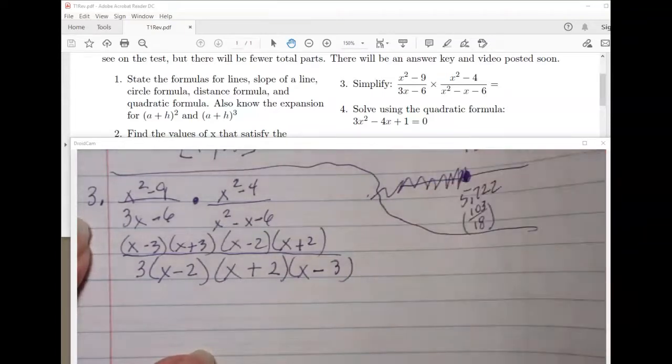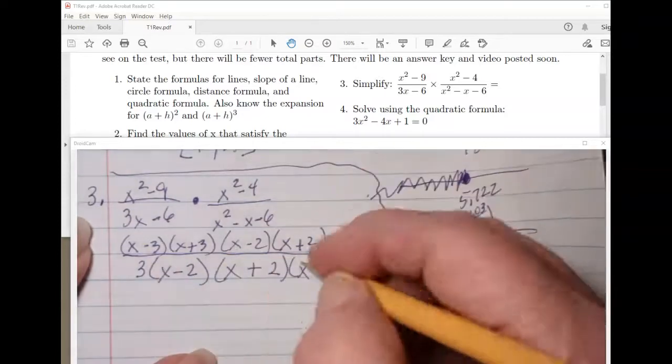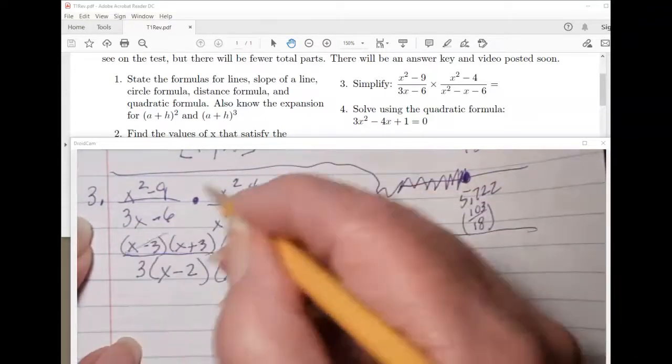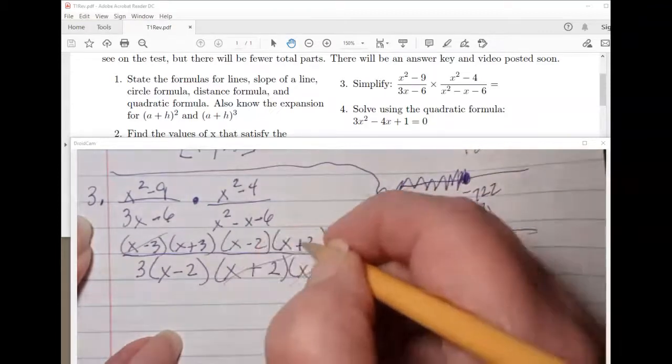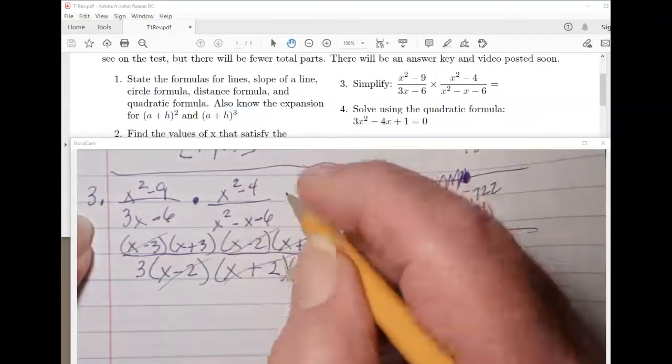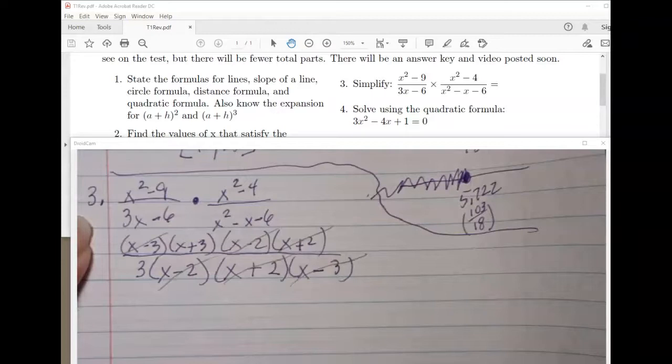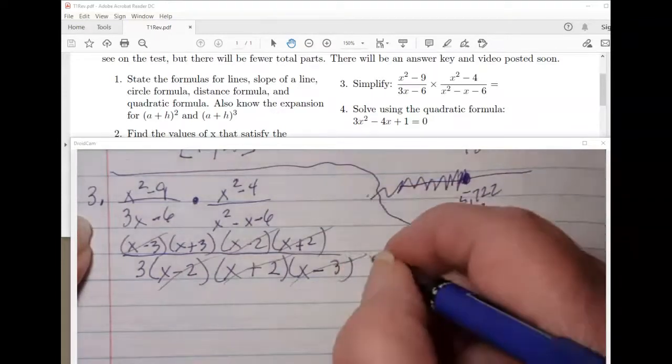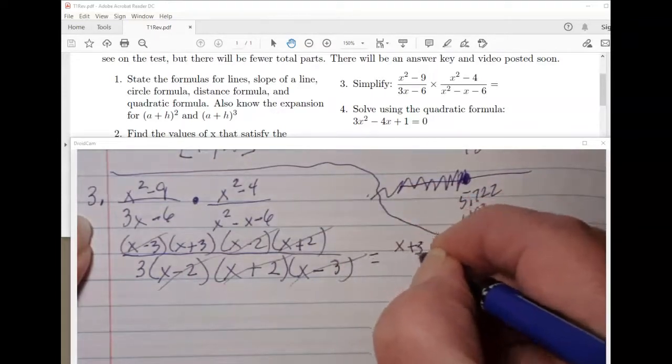So now I'm able to reduce these, so I can see that the numerator and the denominator share an x minus 3. They share an x plus 2 and an x minus 2. So when I reduce this down, I end up with an answer of x plus 3 over 3.